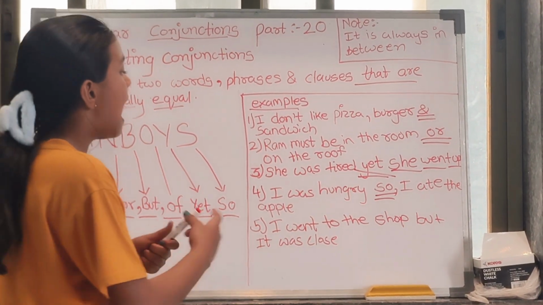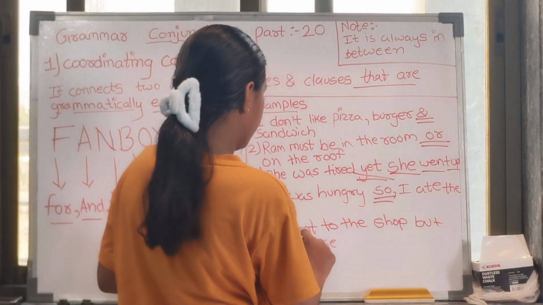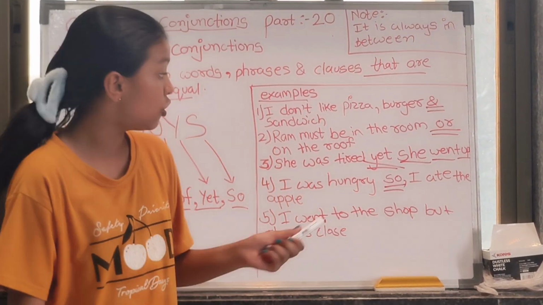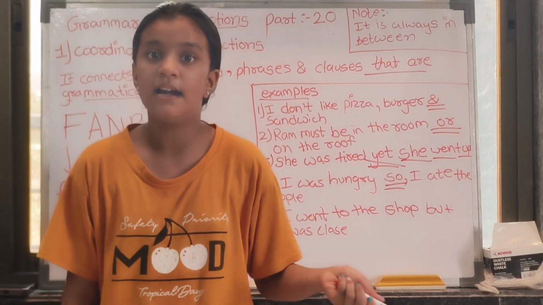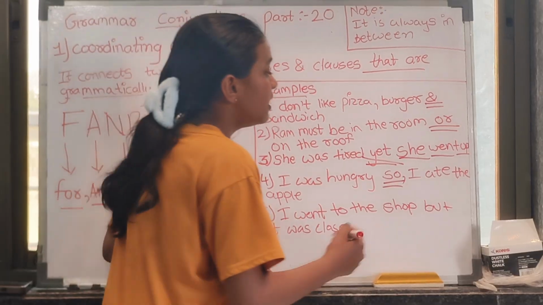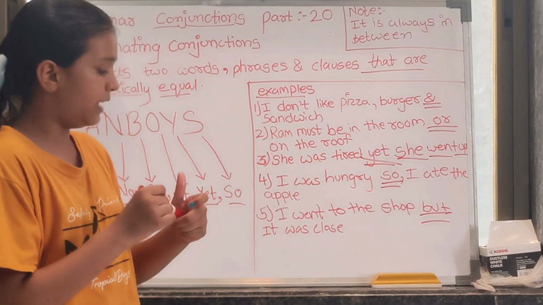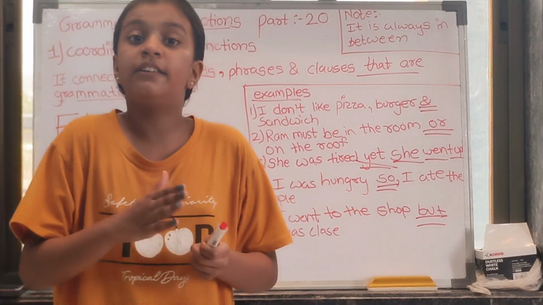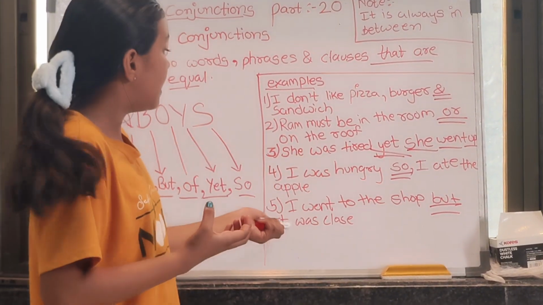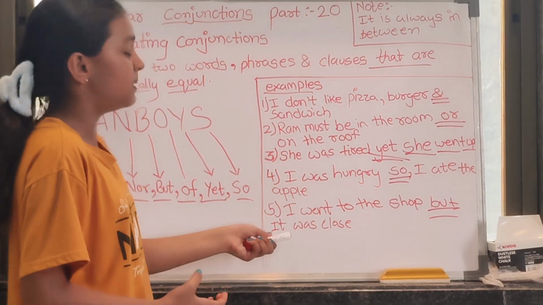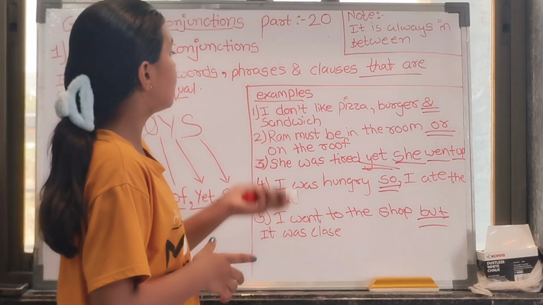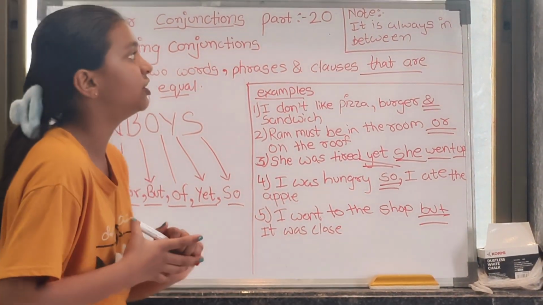Now last is: I went to the shop, but it was closed. See, I went to the shop, but it was closed. Understood? So here, but is saying that I went to the shop, but it was closed. It is saying that I went there, but it was closed. This is the meaning of the sentence. And here but is used. Understood? So this is the example of coordinating conjunctions.